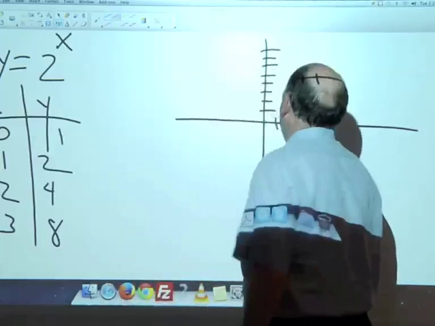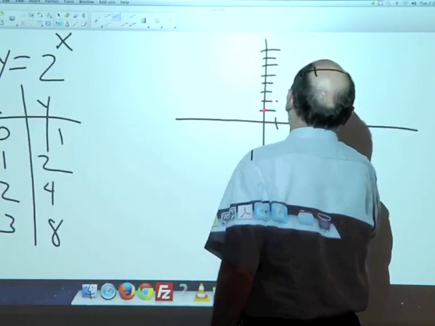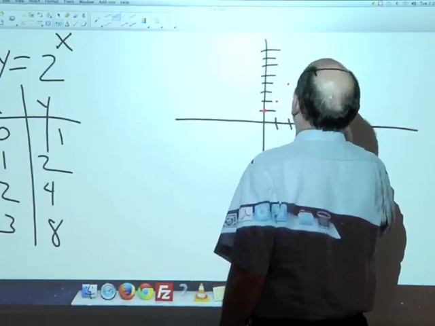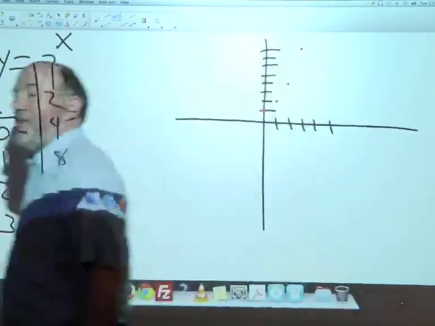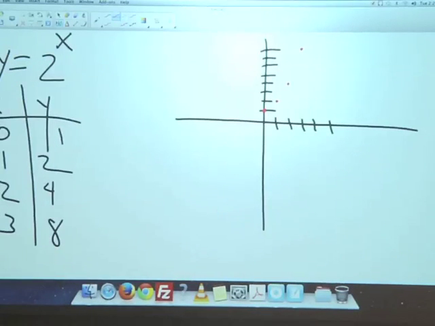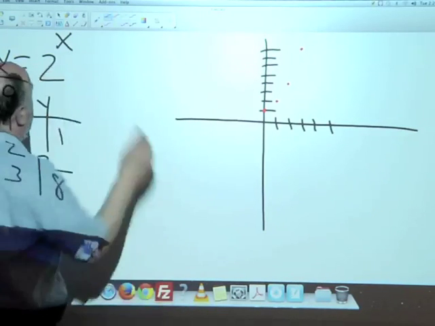So when x is 0, y is 1. When it's 1, it's 2. When it's 2, it's 4. And when it's 3, it's 8. All right? So we get some points that look like that. Now, what happens when we go to the dark side?